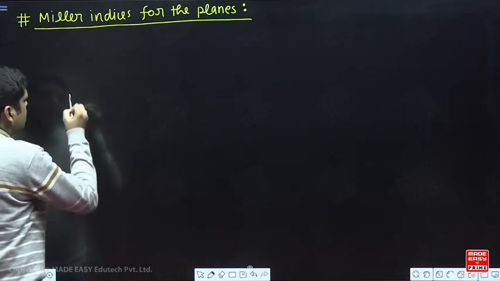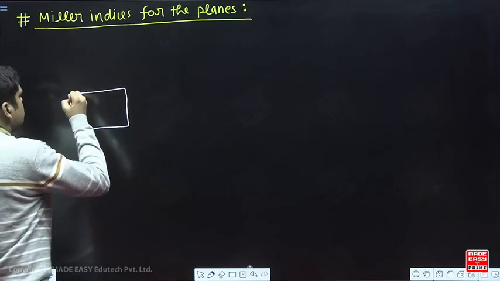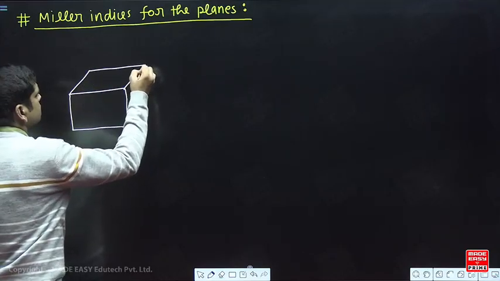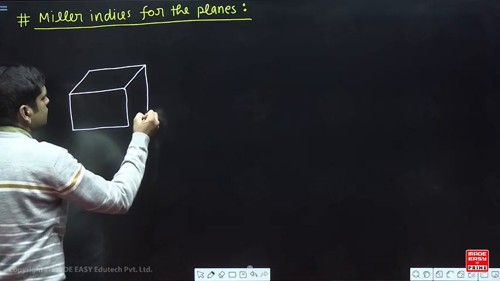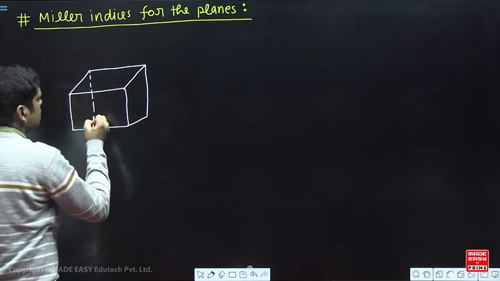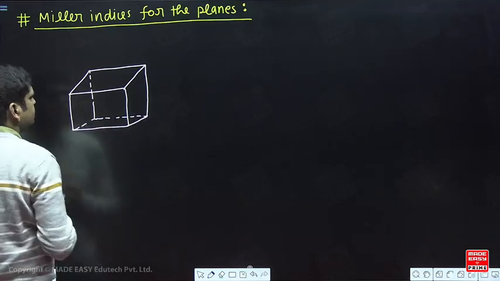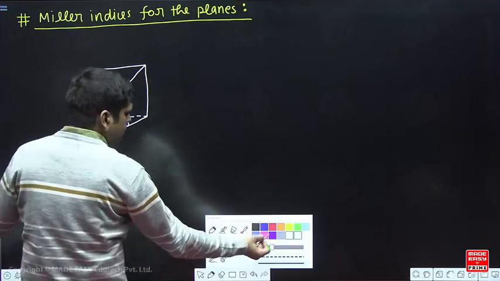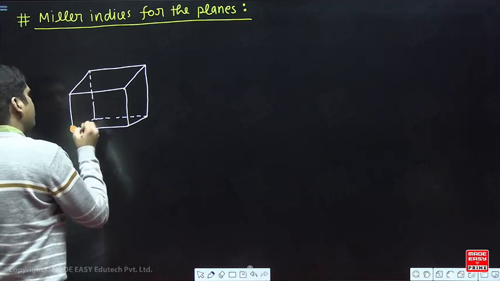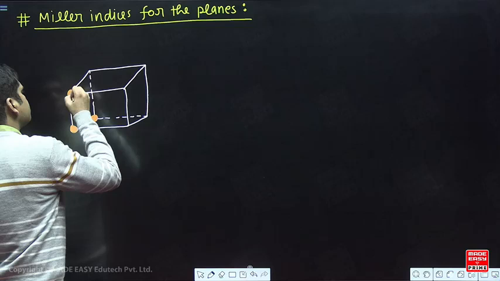Let us suppose this is a crystal. Suppose you have a crystal. This is the unit cell, and let us suppose atoms are only at the corners. You can take any kind of cell. I am taking corners only, just for the explanation purpose.